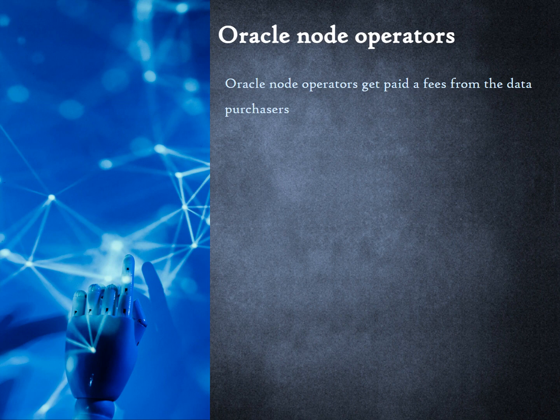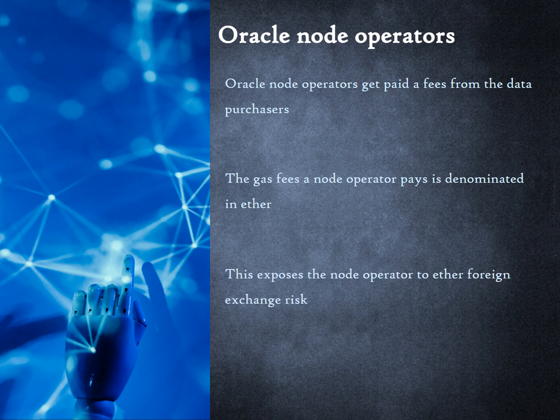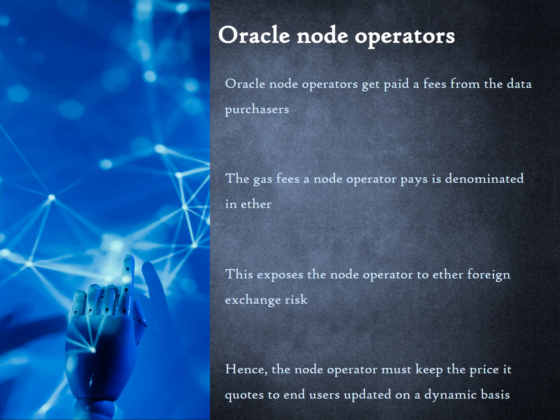The gas fees a node operator pays is denominated in Ether. This exposes the node operator to foreign exchange risk. For example, say an oracle node operator on the Chainlink network quotes a fixed fee of 10 Link tokens for answering one query. But Ether becomes more expensive over time while the dollar price of Link tokens in centralized exchanges remains the same. Hence, the gas it is paying in Ether gets costlier while the fees received in Link tokens remain the same. Hence, the node operator must keep the price it quotes to end users updated on a dynamic basis.